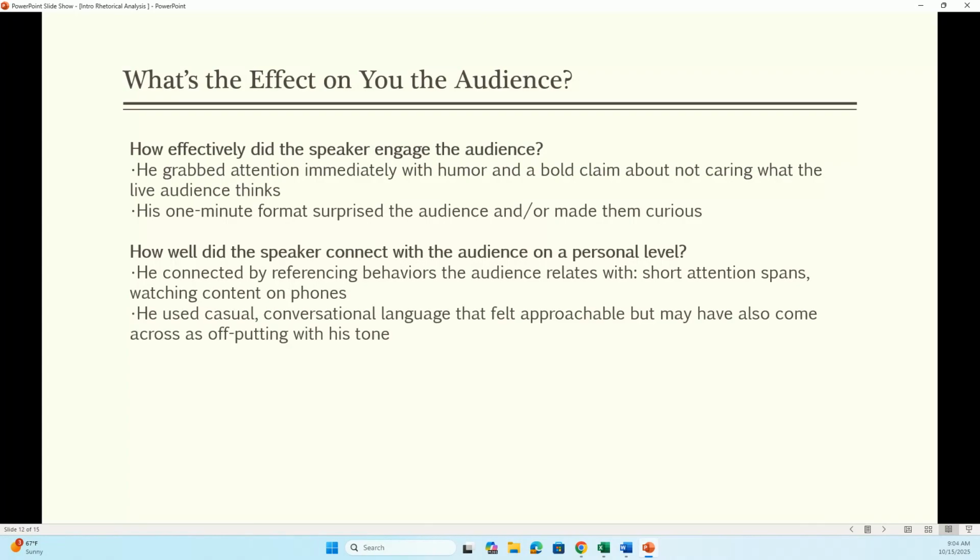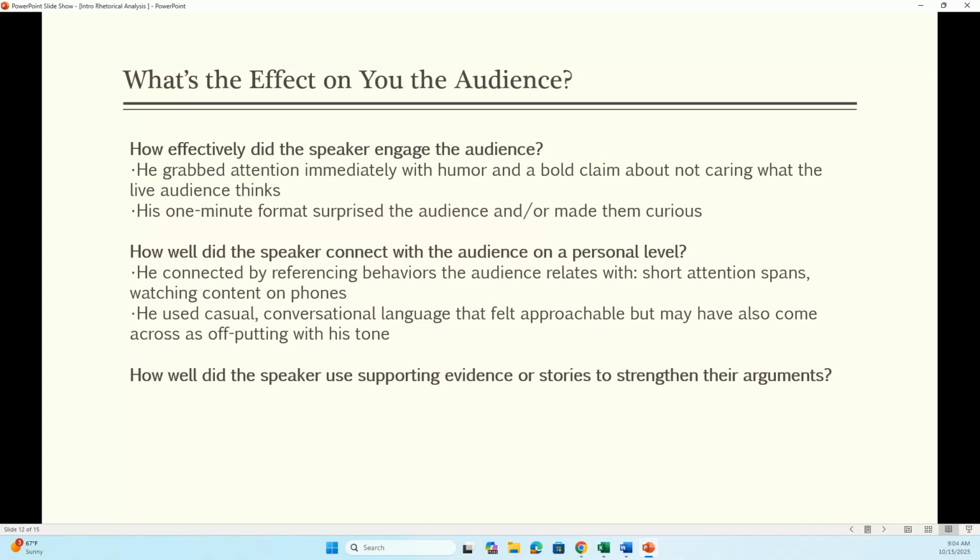He's got that kind of conversational language that felt approachable, but I think also, to some people it may come across as off-putting, or they might not like the tone or may consider it rude. And I'm just saying that because I've shared this with students before and had a variety of reactions.